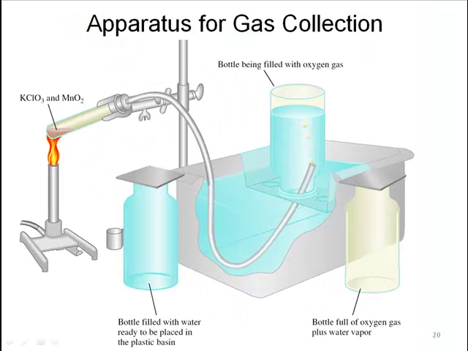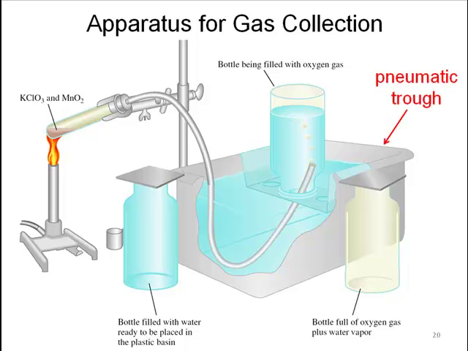Now, here would be a picture of an apparatus for gas collection. On this apparatus, if you had a chemical reaction producing a gas in a test tube, it would be sealed off. The tube goes into a container of water. This here would be a bottle filled with water, just in case you needed to add more water into the system. And then you've also got a bottle full of oxygen gas plus water vapor that will be collected. As you collect it, you can top it and put a new one on top and keep filling it up to collect more and more gas.